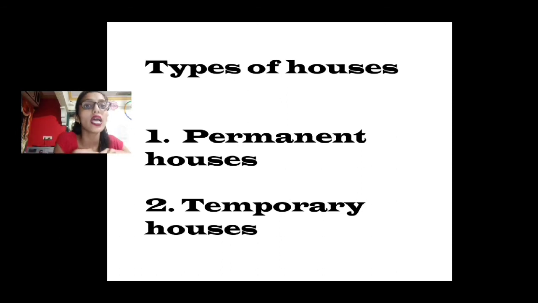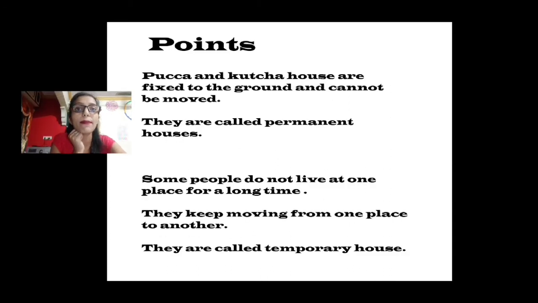Permanent house is a house which is there for a long time. But temporary house is a house which is there for a short time. So, let's take a look at some points. Pakka and Kacha houses are fixed to the ground and cannot be moved. They are called permanent houses.